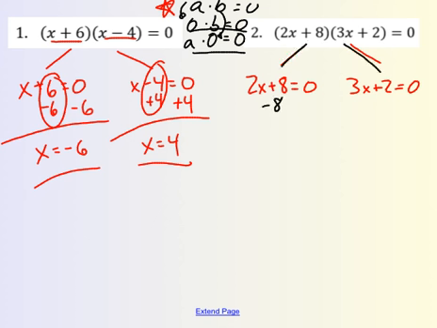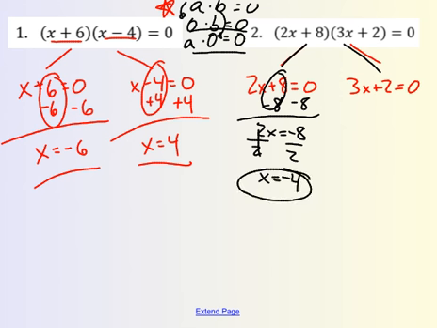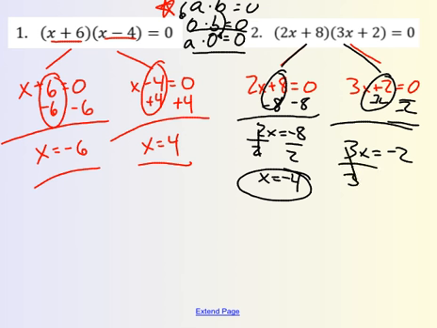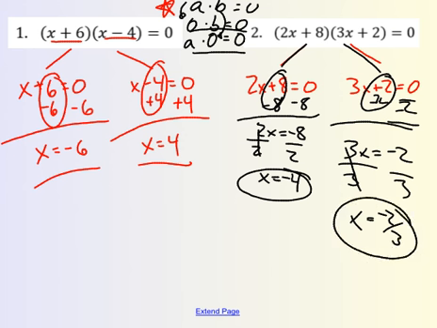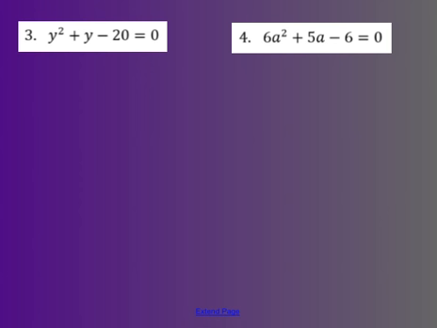Then we solve it. Subtract 8, subtract 8. 2x equals negative 8. Well, I'm going to divide by 2 and get x equals negative 4. Alright, then I'm going to subtract 2 up here. Subtract 2. You're going to have 3x equals negative 2. Divide by 3, divide by 3. x equals negative 2/3. So each one of these is going to have 2 possible solutions, and we're just going to keep finding them.